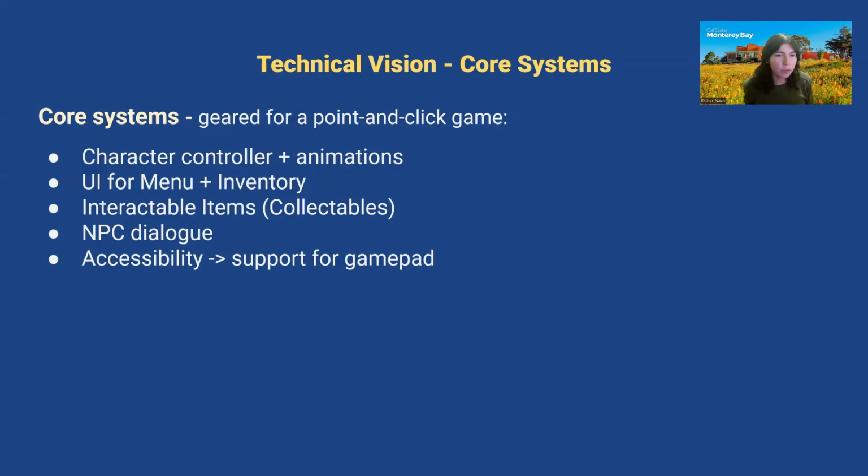And a lot of our core systems were geared towards a point and click sort of game. So character controller, wherever you click, that's where the character would move. Along with UI, most of this was for the menu and inventory. Interactable items, like the question mark, that serves as a checkpoint, and the marbles that are central to progression. And as mentioned, the grass that sways as you step on it. NPC dialogue was another big one. And accessibility. Originally, we only supported keyboard and mouse, but we added in gamepad as well.